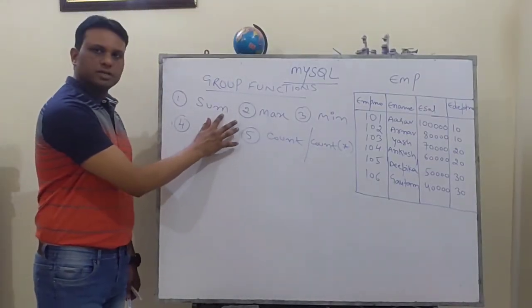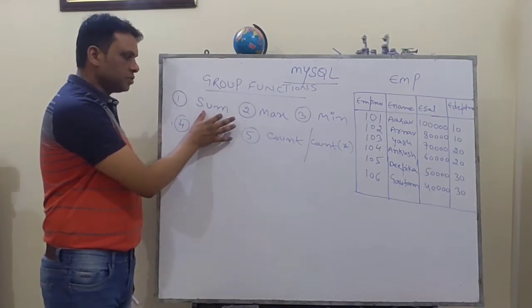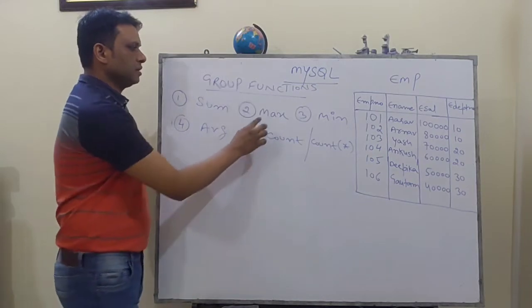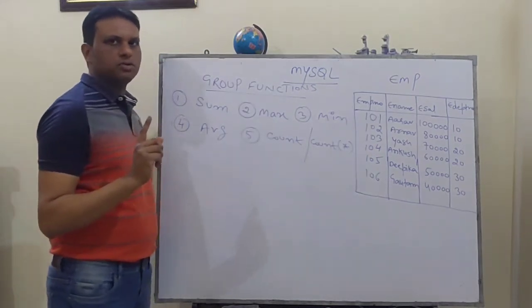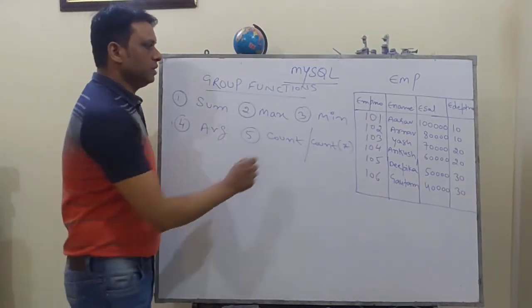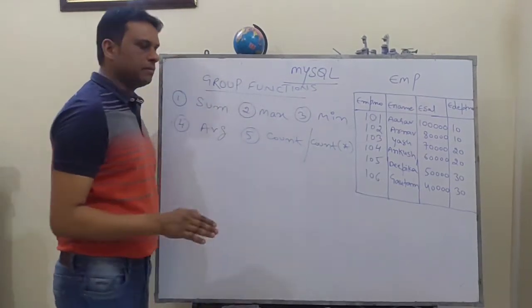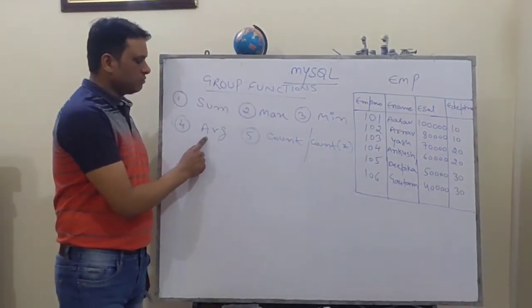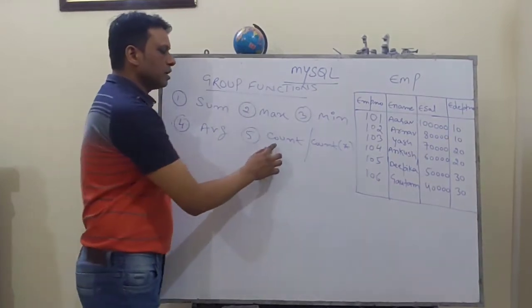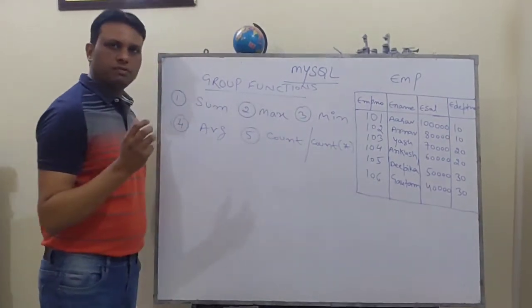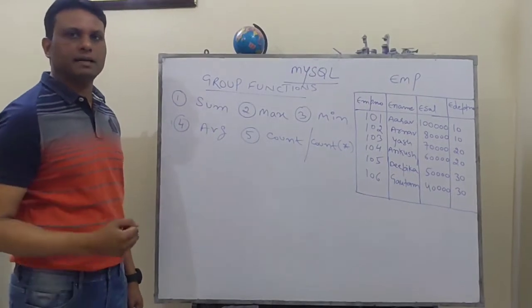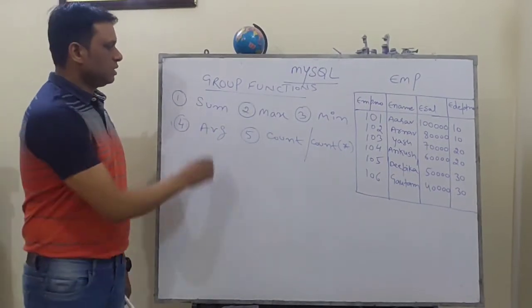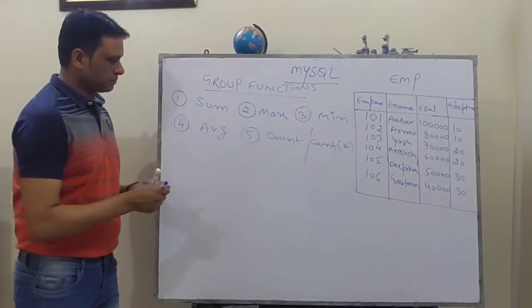So, the first group function is sum, which is used to make the total, to add the values. Max, to find out the maximum value. Min, to find out the minimum value. AVG stands for average, to find out the average value. Count or count star, to find out the number of items, the number of employees, the number of values inside it. So let us begin with sum first.